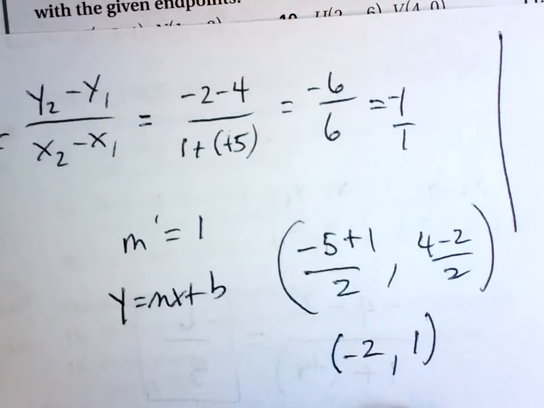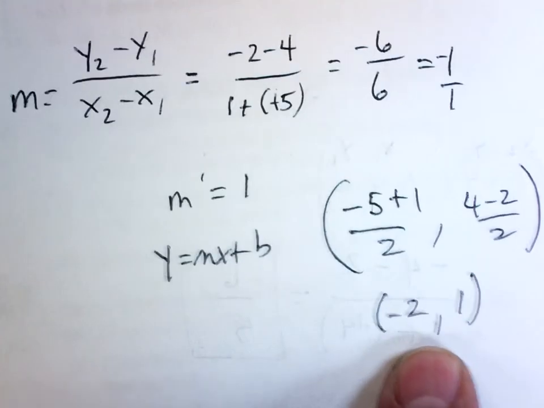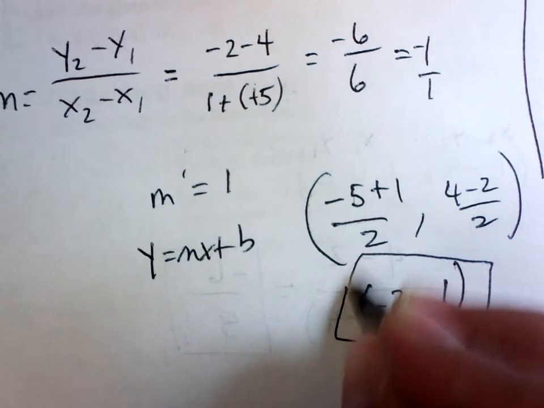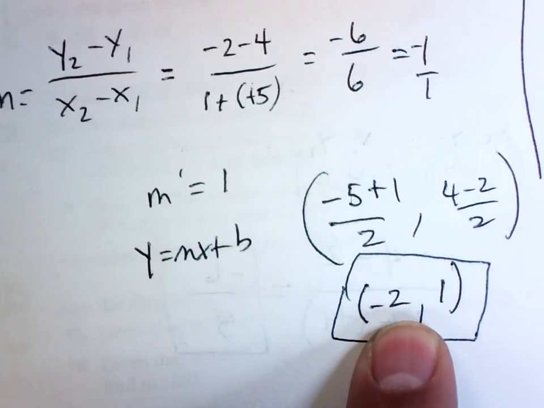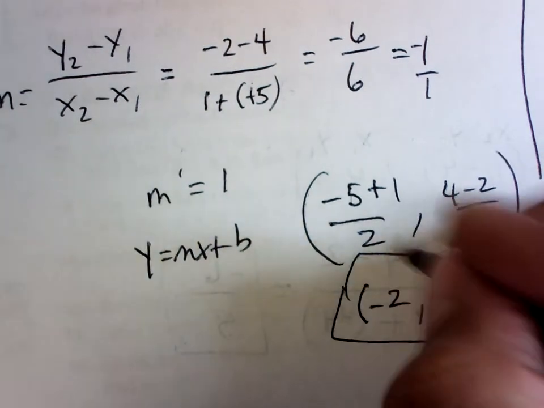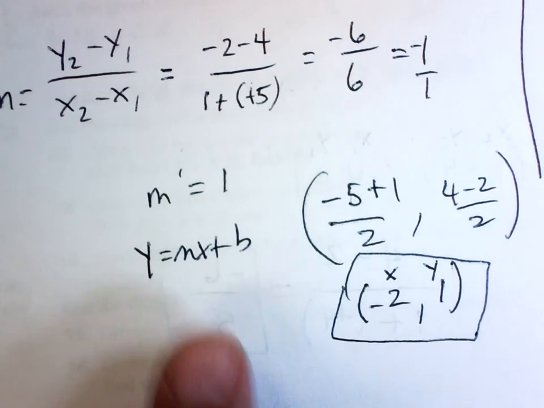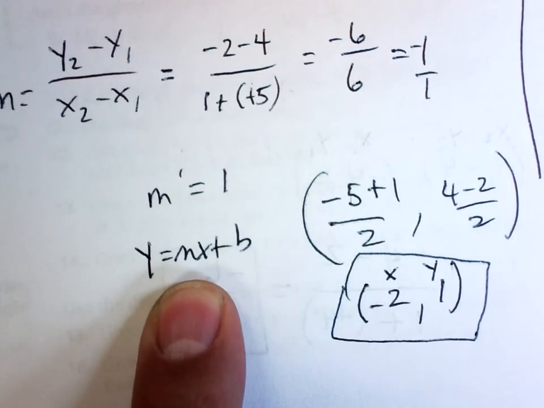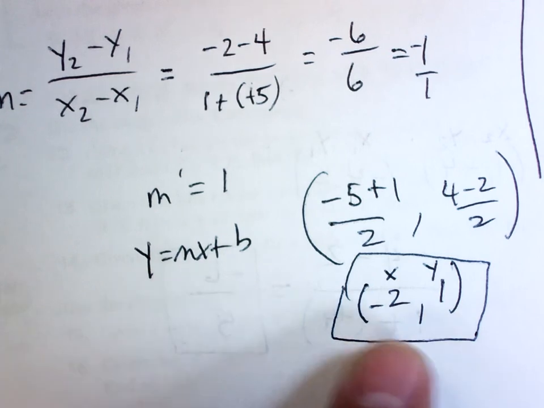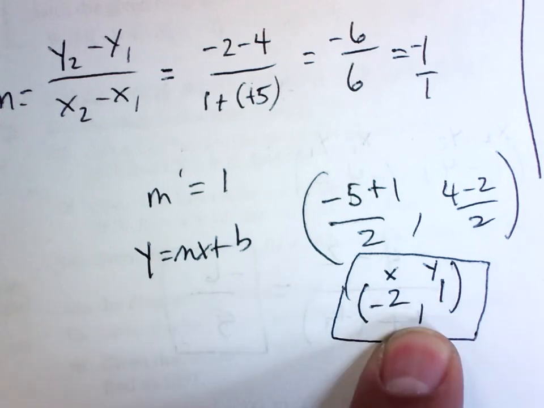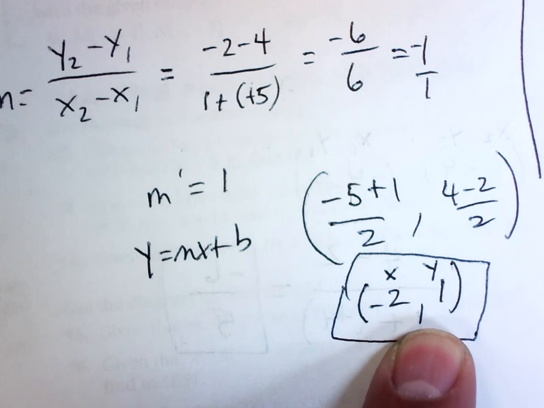Okay, this is an important part of the problem. This is a point that I know my line goes through. Remember, this is x and this is y. So now if I go back to this formula, y equals mx plus b, I now have an x that I can use and I have a y that I can use because I know my line goes through this point, because this is the midpoint of MN.